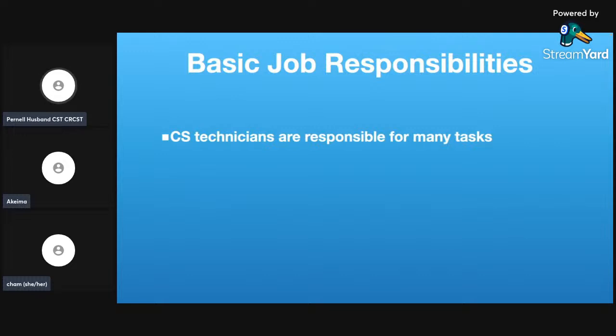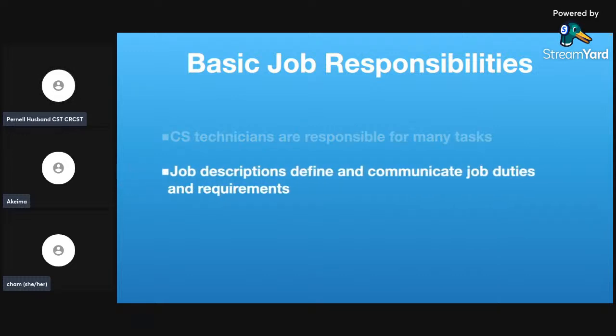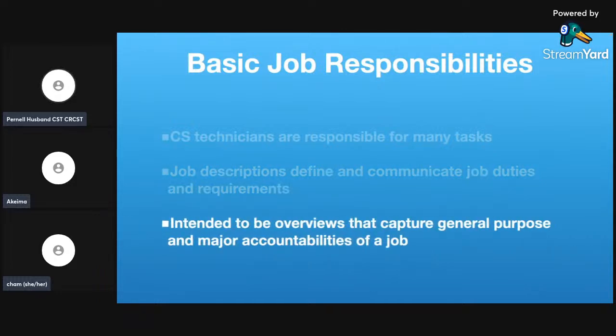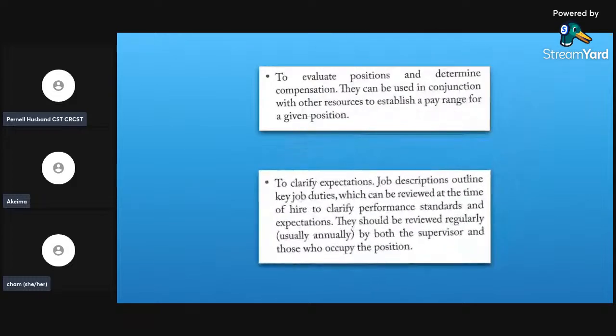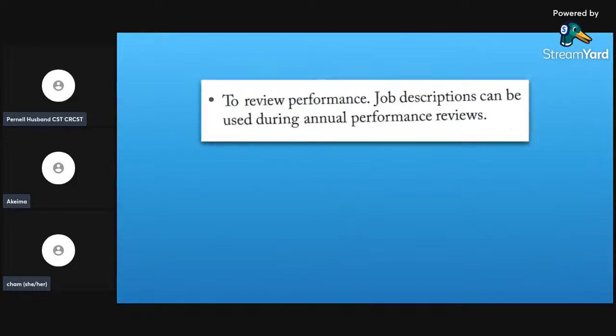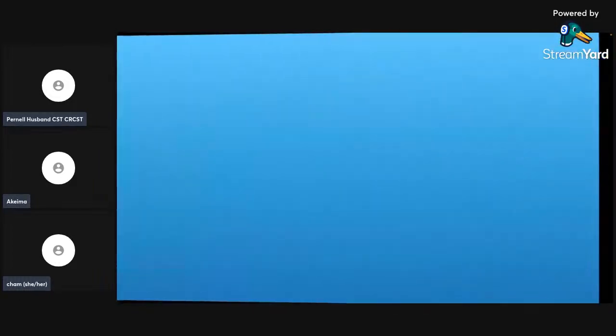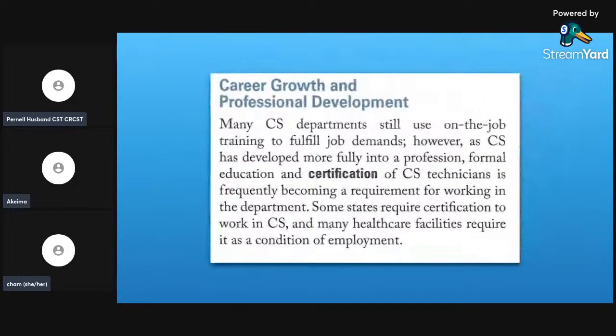So CS technicians are responsible for many different tasks. Job descriptions define and communicate the duties and our requirements. It's important to understand your job description. The job description is intended to be an overview that captures the general purpose and major accountabilities of your job. We won't get into that. We pretty much talked about this.